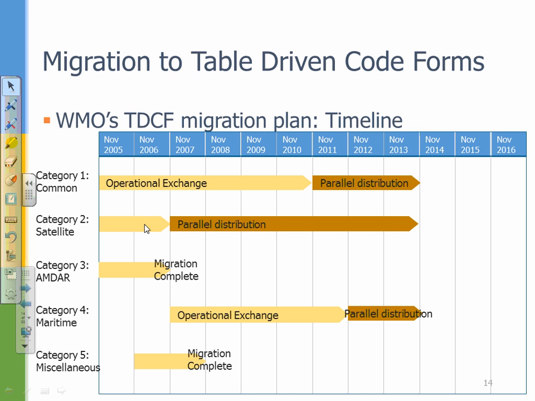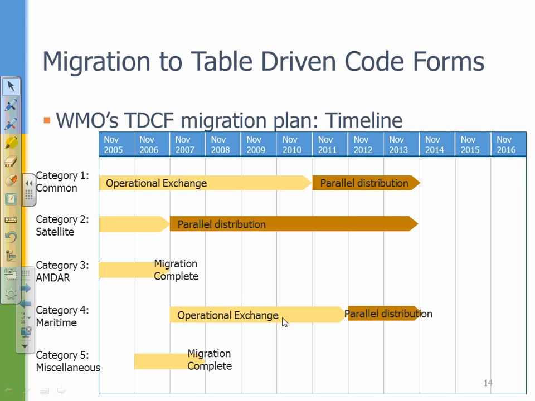So the satellite is also started parallel distribution in 2007. And aviation data, in many cases, aviation data are managed by International Civil Aviation Organization, ICAO. And ICAO actually abandoned the migration plan to TDCF, and they are developing XML-based new data code forms. So now the only AMDAR is under the TDCF migration plan, and the AMDAR has completed migration in 2007.